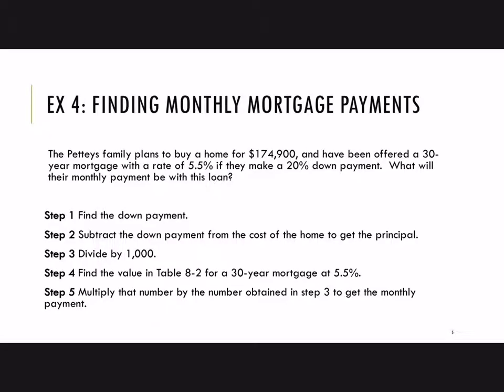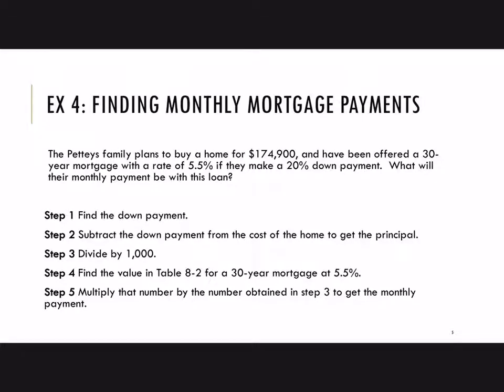Okay, so we'll try an example. This is example 4. The Petty's family plans to buy a home for $174,900, and they've been offered a 30-year mortgage with a rate of 5.5% if they make a 20% down payment. What will their monthly payment be with this loan?